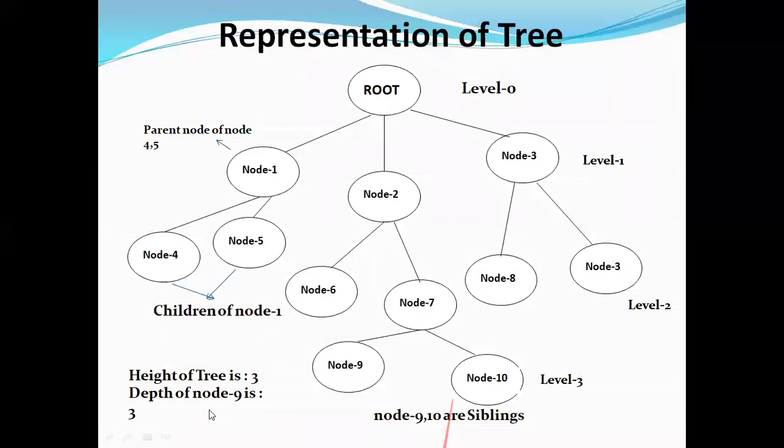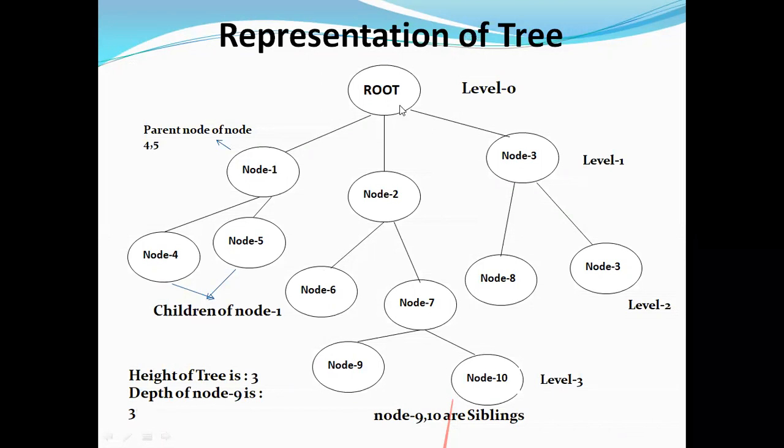So what is the depth of node 9? You start from node 9, go to the root node, and find the number of edges. The first edge is node 9 to node 7. That is one edge. Node 7 to node 2, again one edge. Node 2 to root, again one edge. So there are three edges over here. Depth of node 9 is 3.